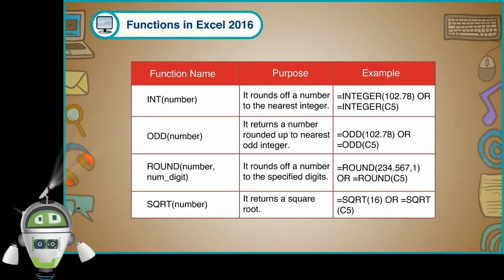SQRT(number). It returns a square root. Is equal to SQRT(16) or is equal to SQRT(C5) in parentheses.